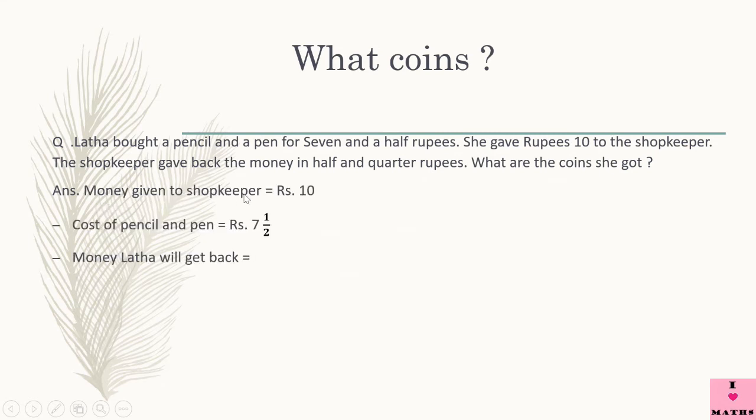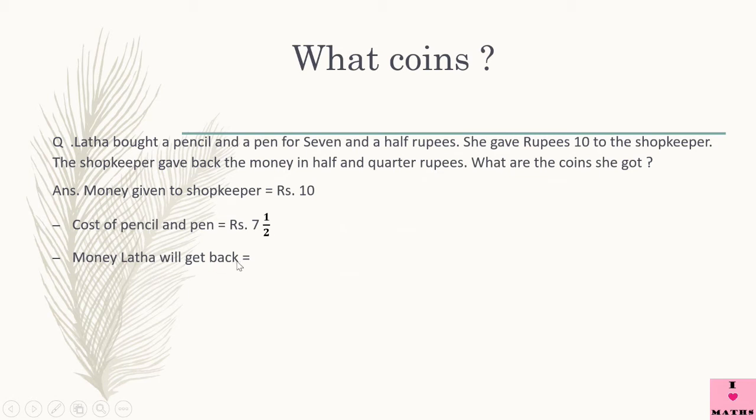Money given to the shopkeeper is rupees 10 and cost of pencil and pen is rupees 7.5. So children, it means the shopkeeper should keep rupees 7.5 with him and return the remaining money. So which operation should we do? Think. Yes, we should do subtraction.